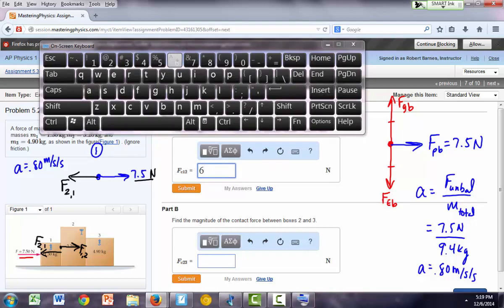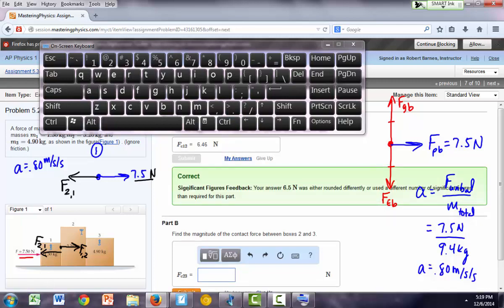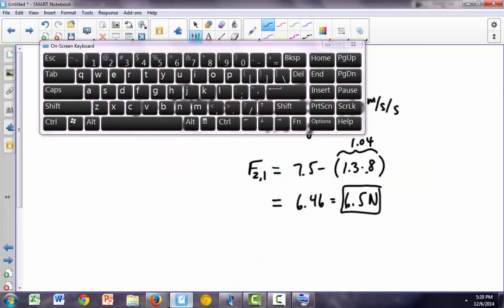So I'm going to go ahead and type that in and see how we did it. Okay. Oh, I guess they wanted 3. I wasn't paying attention. Okay, the magnitude of the contact forces between box 2 and 3. Well, now I only need to do one more force diagram, and I can use either box 2 or box 3 to draw a force diagram. And I'm going to go ahead and choose box 3 because it's a little bit simpler. There's only one horizontal force acting on box 3, and that's the force of box 2 on box 3. That's the unbalanced force acting on 3 in the x direction.